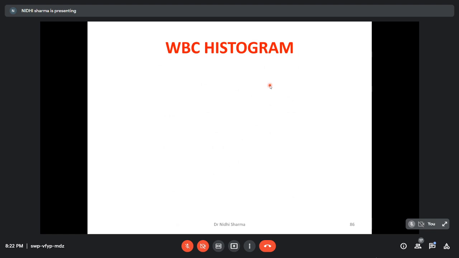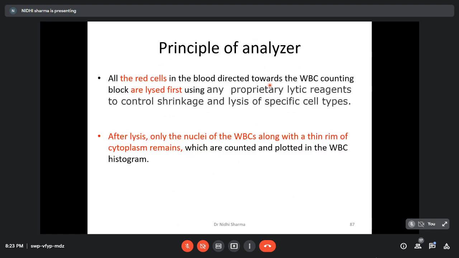So as I told you before, the WBC is a different block and a different detector is used here, and therefore we are going to use principles other than the impedance here. The principle with which the analyzer does the WBC count uses a kind of lytic reagent which would first lyse all the red blood cells, and now you have a limited number of WBC cells only to deal with.